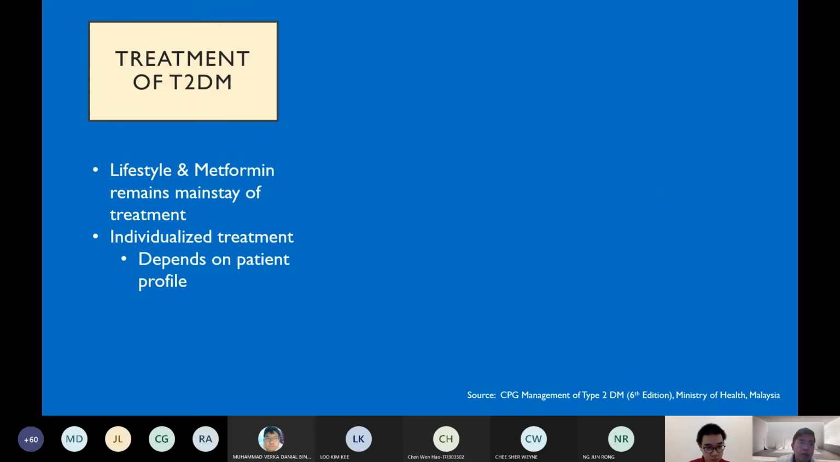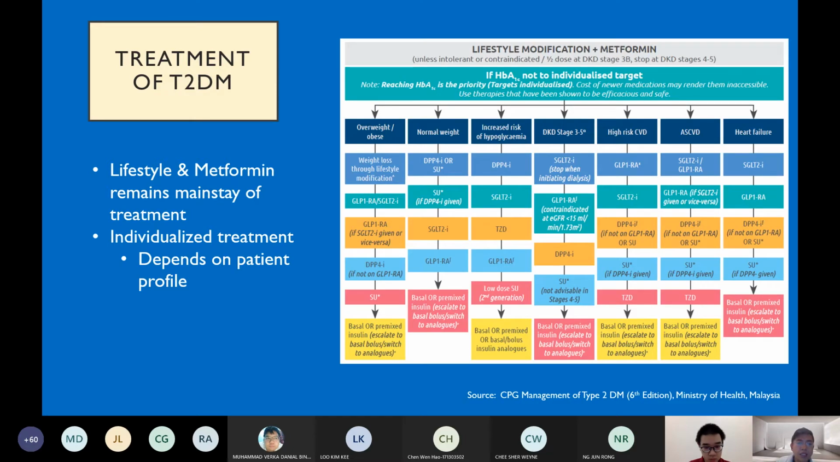Okay, so now moving on to treatment of type 2 diabetes. So remember that lifestyle and metformin remains the mainstay of treatment, but beyond that, usually now we are moving towards an individualized treatment regime depending on the patient's profile. But never forget that lifestyle modification, i.e. your strict diet control and exercise, are very, very important in your diabetic patients. And metformin has very strong evidence dating back to the early 2000s with your UKPDS trials before. They have shown that metformin actually gives significant cardiovascular benefits, and therefore it should be the first line of treatment of type 2 diabetes.